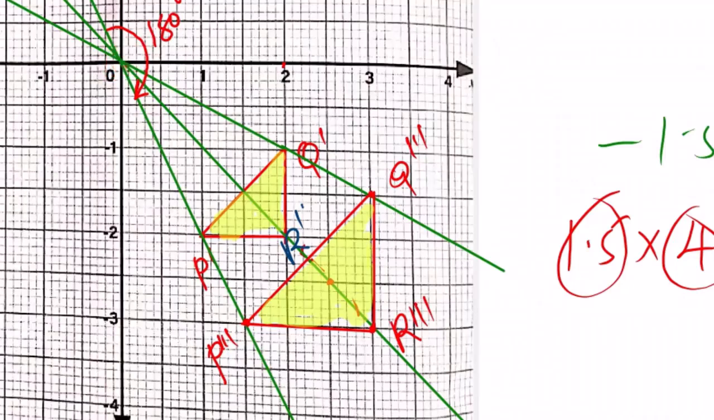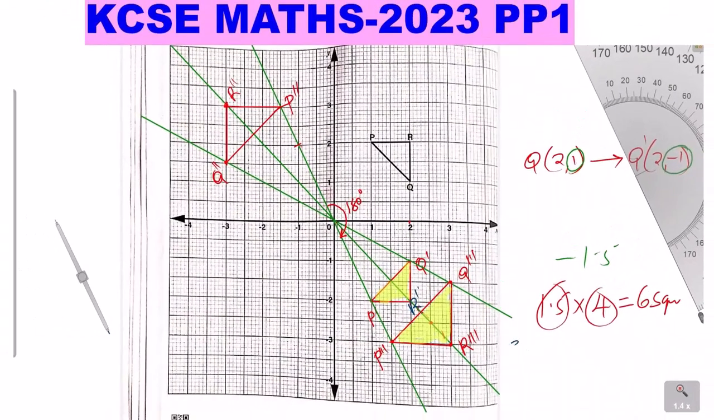Then the scale factor. How do you get the scale factor? To get the scale factor of enlargement, this is what you do. The scale factor is given by the distance from the origin to the image point, which is P triple prime, divided by the distance from point O to P prime. So from the origin to P triple prime, how many squares are there? 1, 2, 3, 4, 5, 6. Those are 6 squares, divided by, what about from O to P prime?